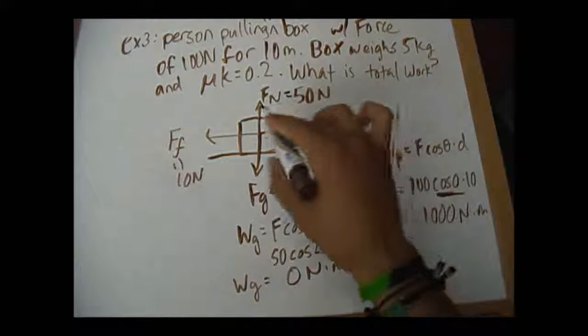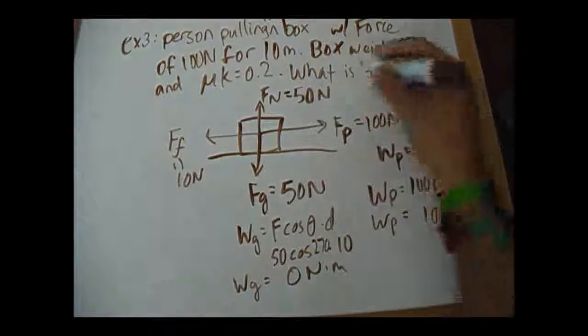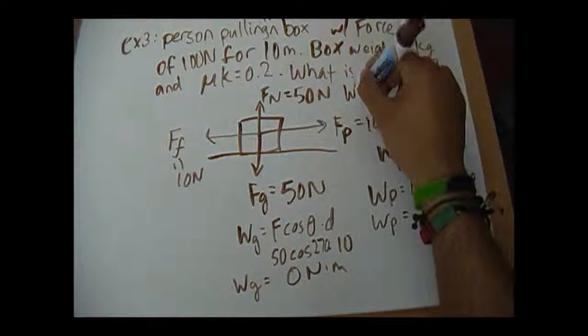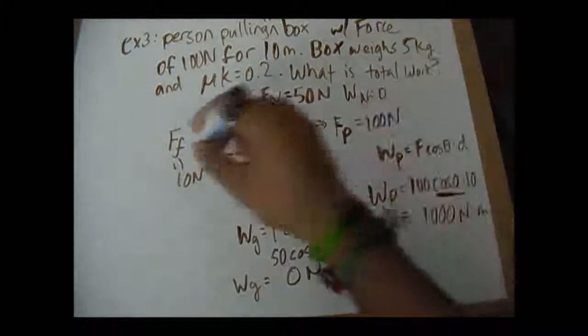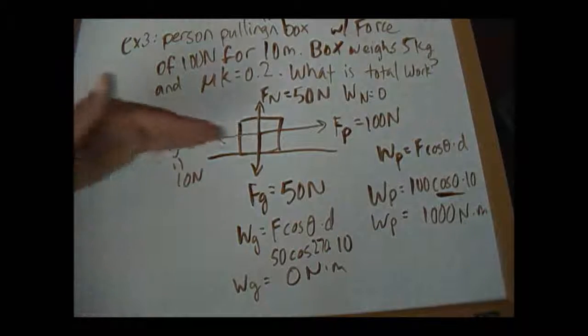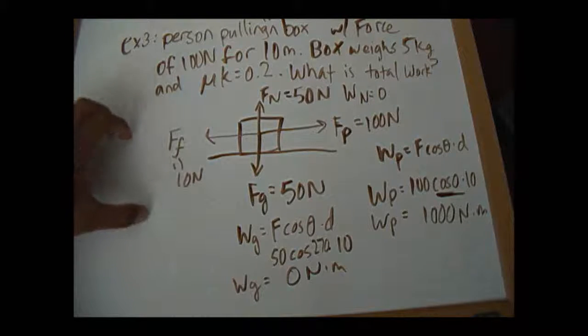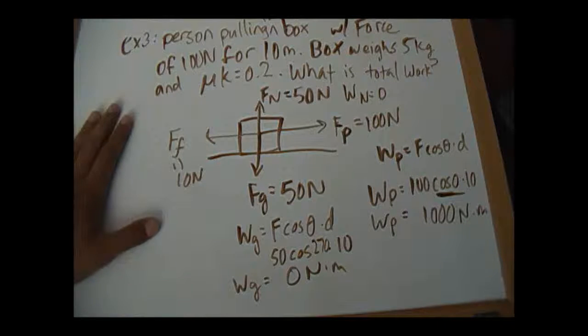So in this case, the work done by the force of normal, since it's perpendicular to the movement of the box, is going to also be 0. So work done by the force normal is also equal to 0. And finally, force of friction is parallel. It's in the same direction as the movement of the box. So there's going to be a value for the work done by the force of friction. So we have to calculate that out.